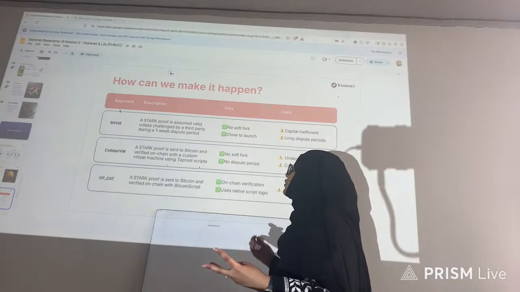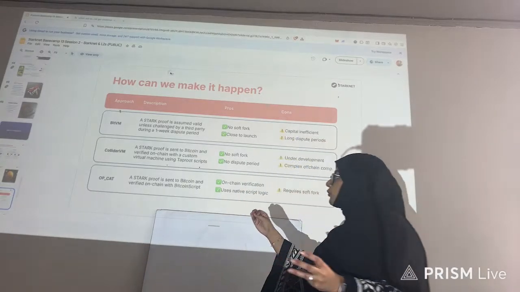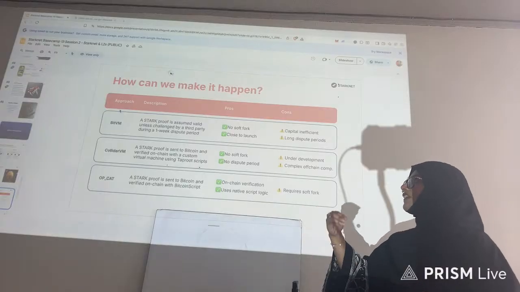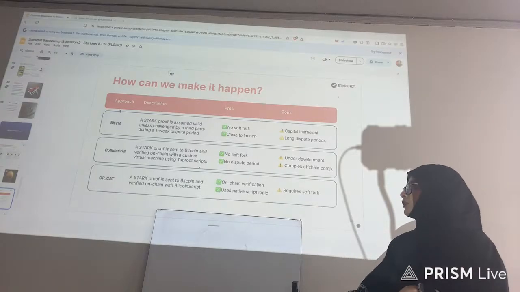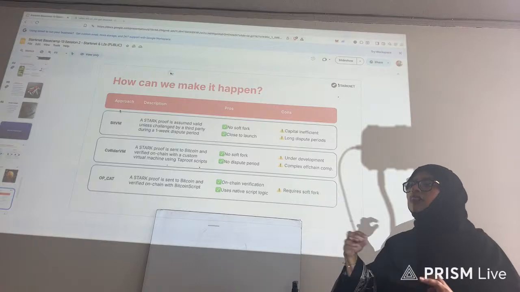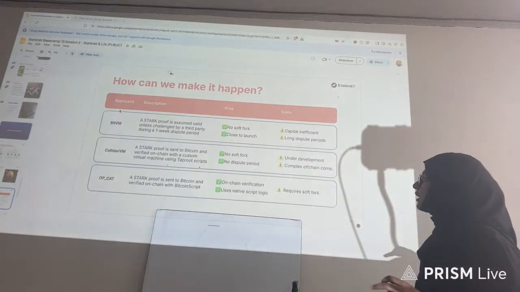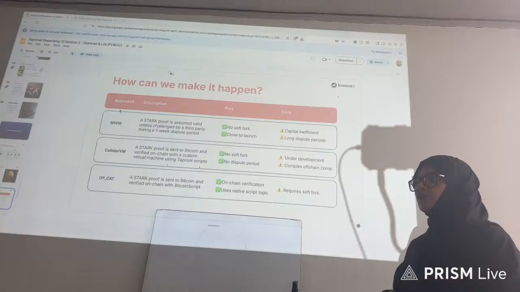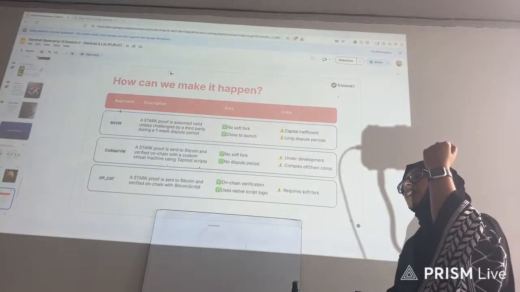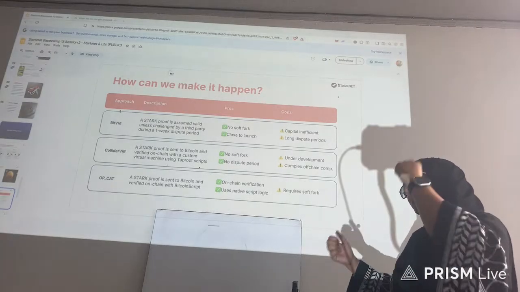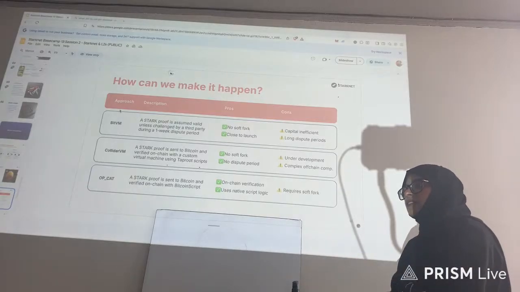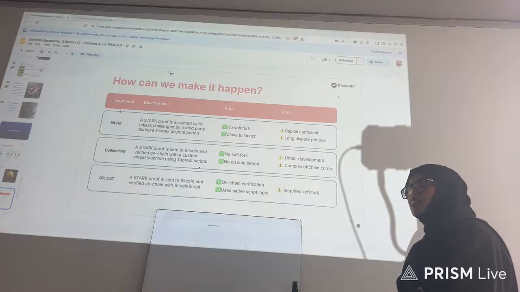Now the third one, which is the Collider VM, where a Stark proof is sent to the Bitcoin protocol and verified on-chain with a custom virtual machine using Taproot scripts. Taproot scripts require a lot of complex off-chain computation to convert a Stark proof from Cairo into Bitcoin Script, right? Can I just confirm something? When you're saying a script, a script is basically sending a sub-program out and running that, and that's how it's taking a Stark proof and connecting with the Bitcoin blockchain, right?